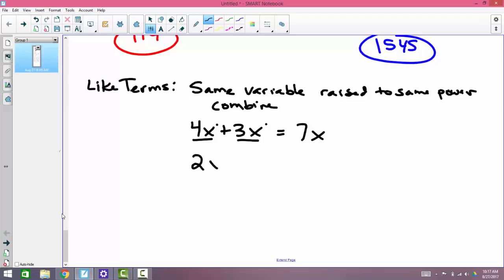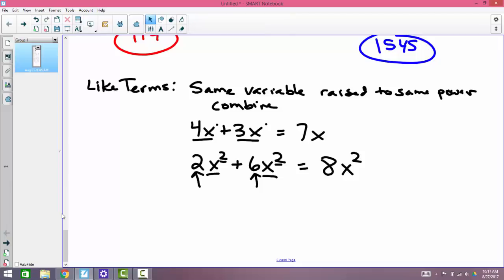If you had a 2x squared plus a 6x squared, same letter, same power, so you would just add these numbers. 6 plus 2 is 8x squared. So when you're adding, you have to have like terms, and whatever you add, the like term is the answer. If that makes sense. And then the number of terms, you have to put all of your like terms together first.